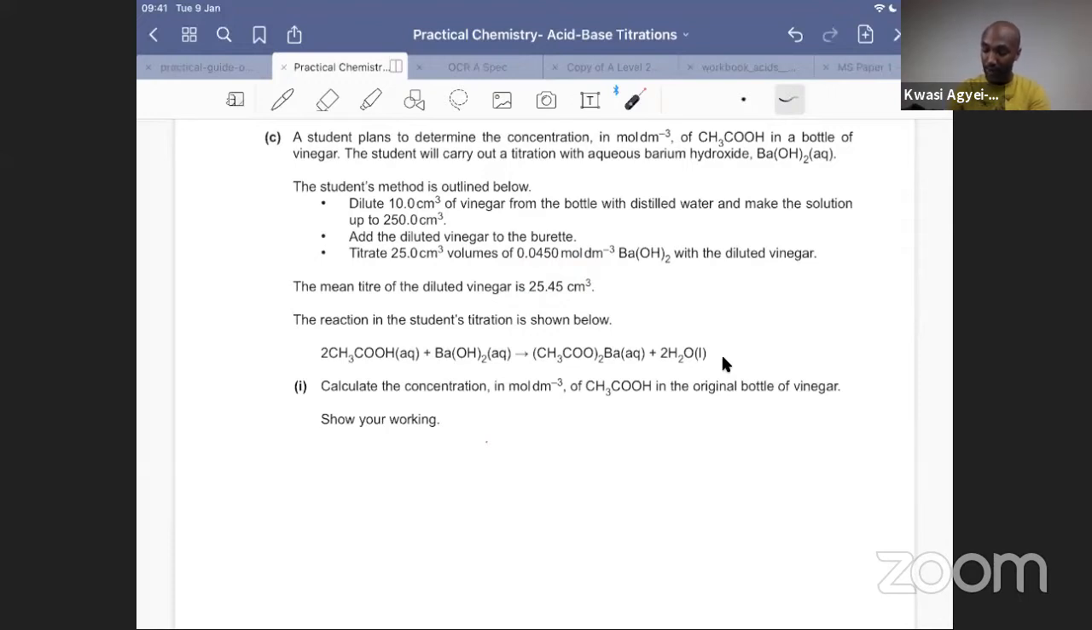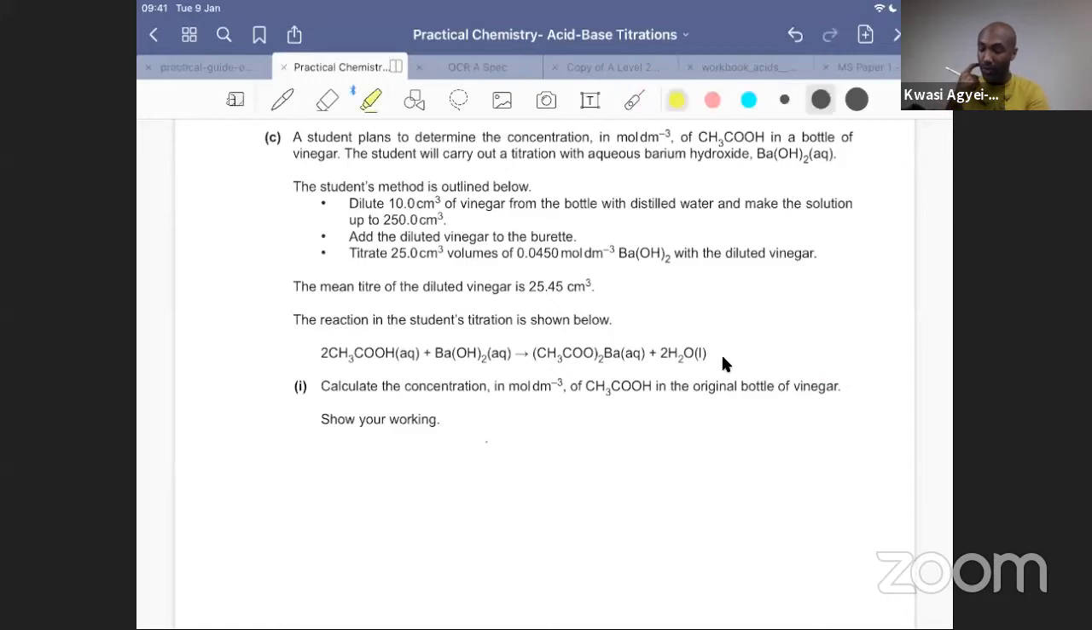We've got a balanced equation for the reaction between barium hydroxide and ethanoic acid, and the molar ratio, which is important, is 2 to 1 of ethanoic acid to barium hydroxide. We were asked to calculate the concentration in moles per decimeter cubed of ethanoic acid in the original bottle of vinegar, and to show our working.